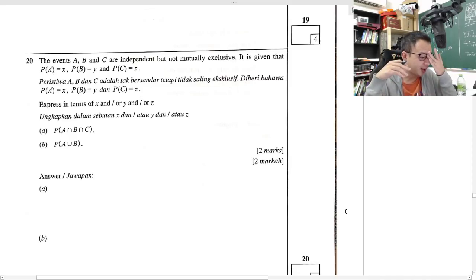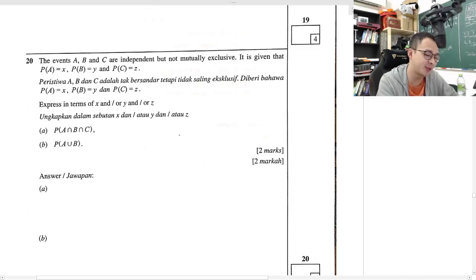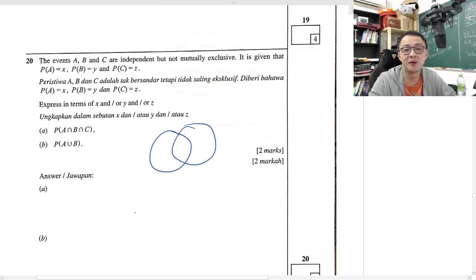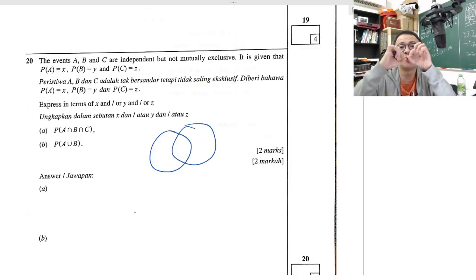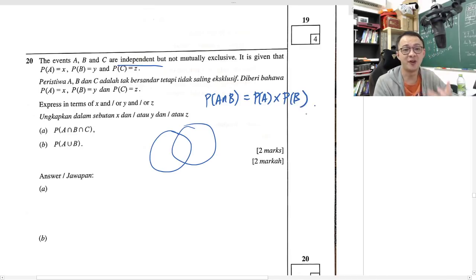Question 20. The events A, B, C are independent but not mutually exclusive. Not mutually exclusive means what? Both sets actually intersect each other. If they are mutually exclusive, that means both sets don't touch each other. The good thing about independent events is that, to find the probability of A intersect B, it's just probability A multiplied by probability B. This is what happens for independent events.